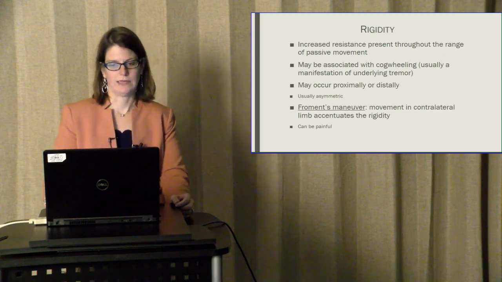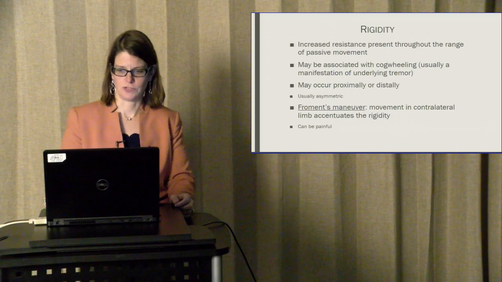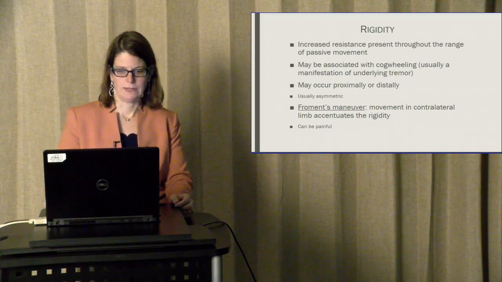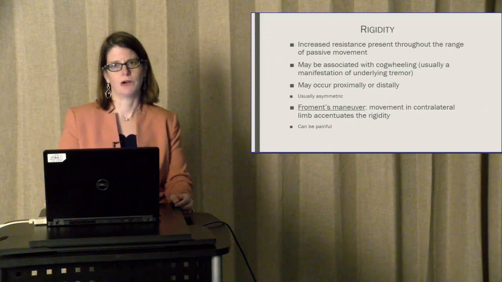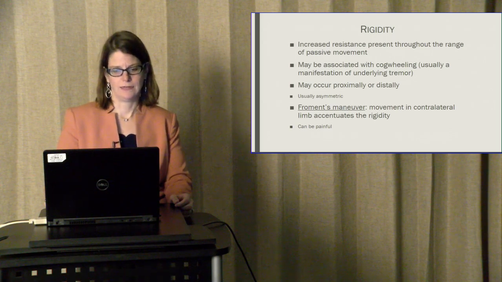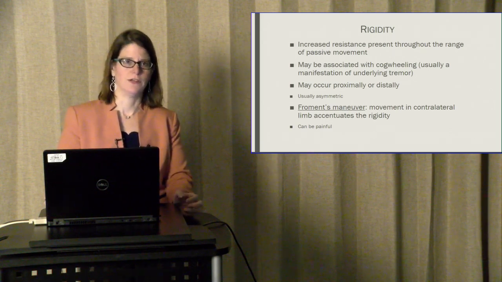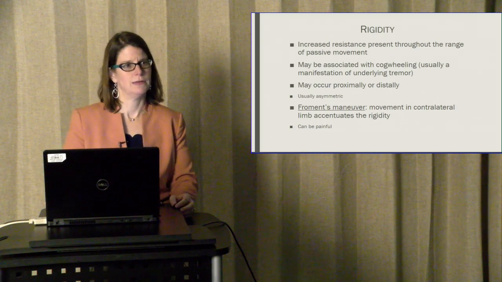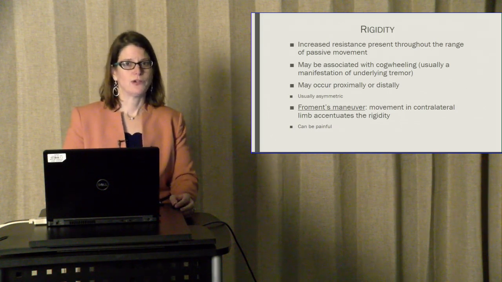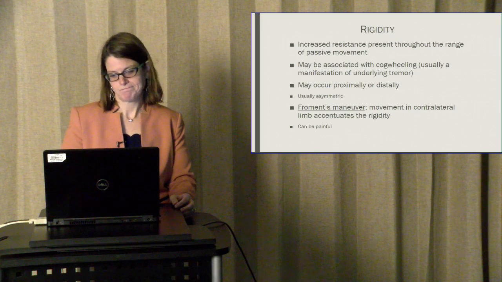But the cogwheeling is often just used to describe the feeling. Now the rigidity can occur in the proximal or distal muscles, and it usually is asymmetric and often on the same side that the tremor is affecting, but not always. Sometimes it can be tricky and be on opposite sides.